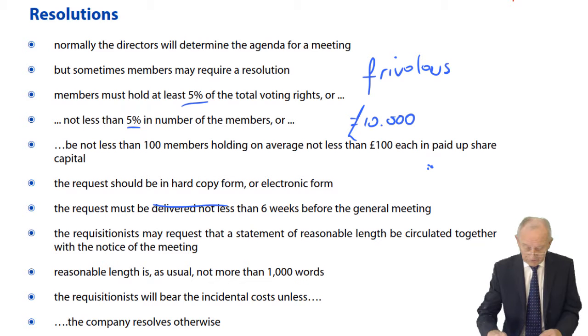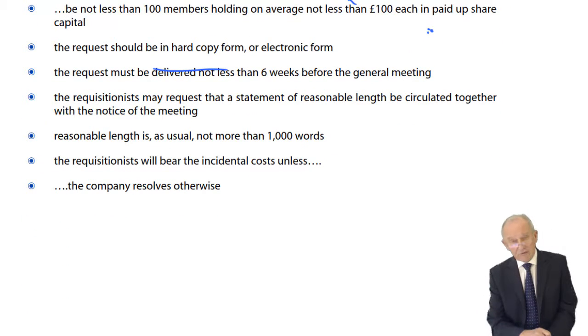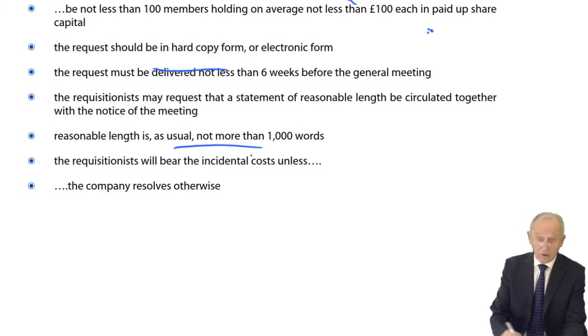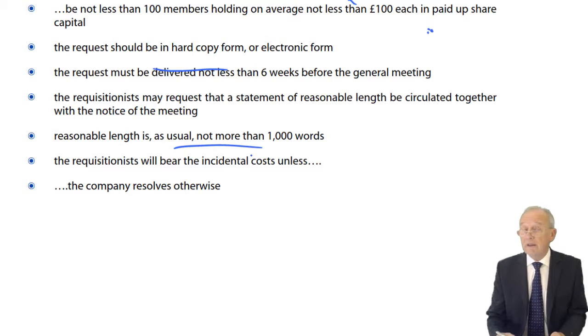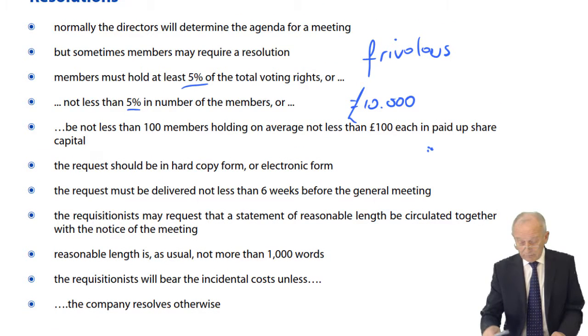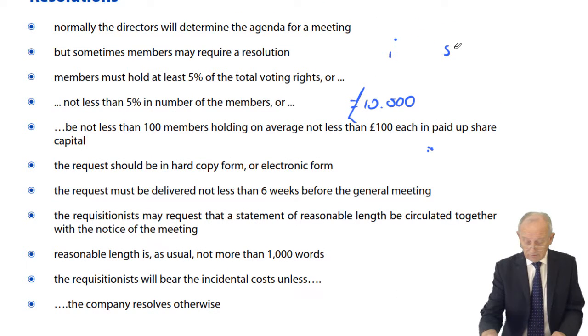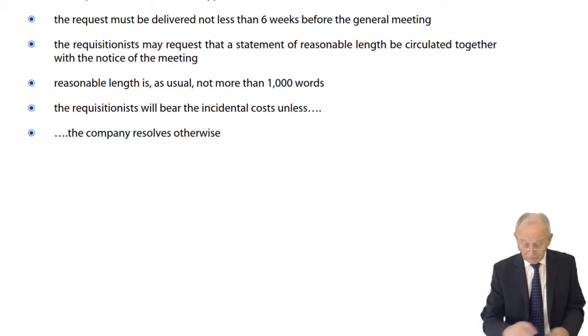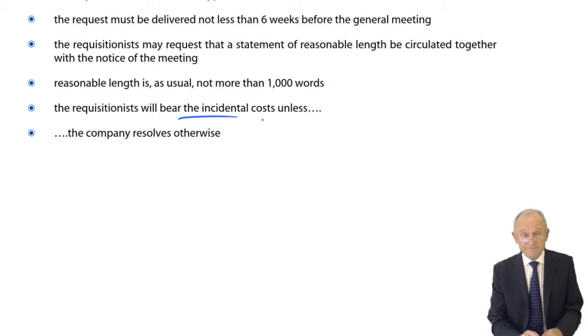The requisitionists may request that a statement of reasonable length be circulated together with a notice of the meeting. And the statement is of reasonable length, not more than 1,000 words. The requisitionists must also bear the expense of calling this meeting, but the company may decide otherwise. The company and the members in general meeting may say, no, we shall compensate the requisitionists and we will pay them their expenses of convening this meeting and the expenses of circulation.